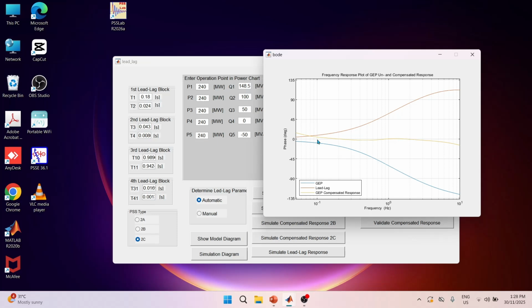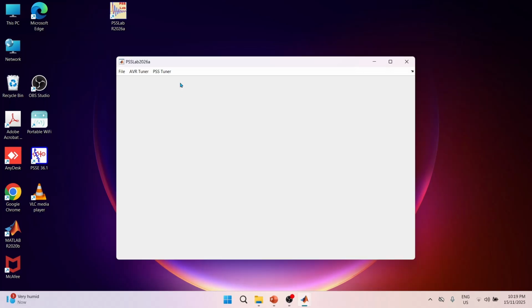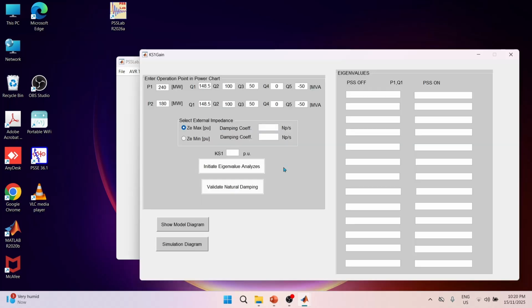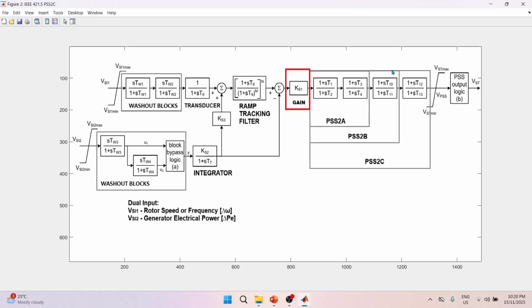As already mentioned, the frequencies of interest in which the PSS should provide a good damping are generally between 0.1 to 3 Hz. The last step in PSS tuning is to determine the KS1 gain. From the PSS tuner, we choose the KS1 gain calculation. The form for tuning of the KS1 gain appears on the screen. Again, from the model diagram, we can see the KS1 block here in red, which is just before the lead lag blocks.